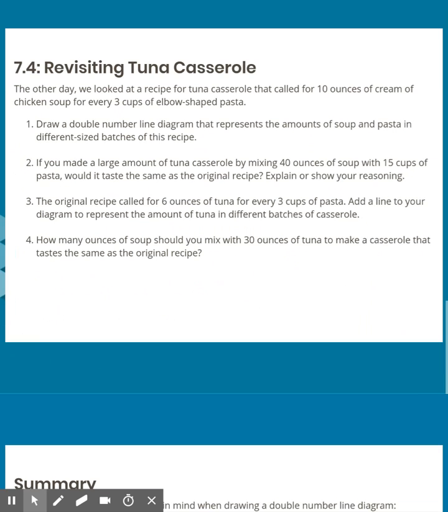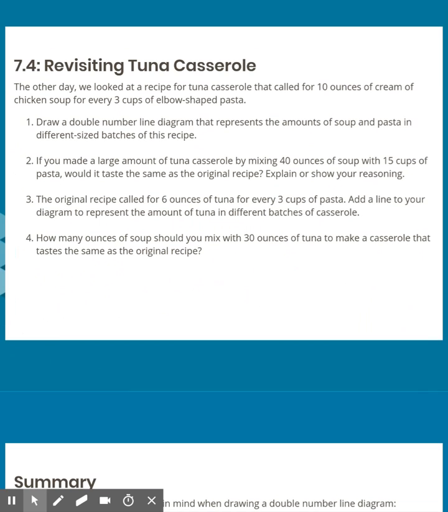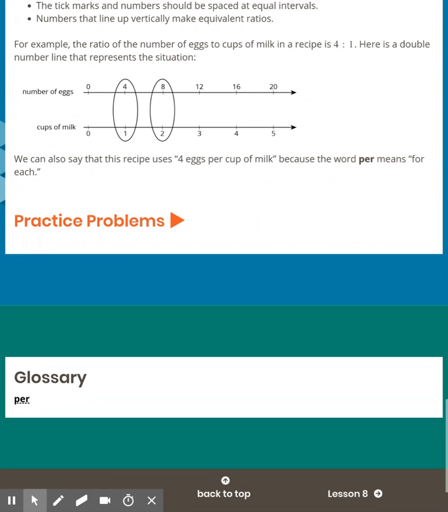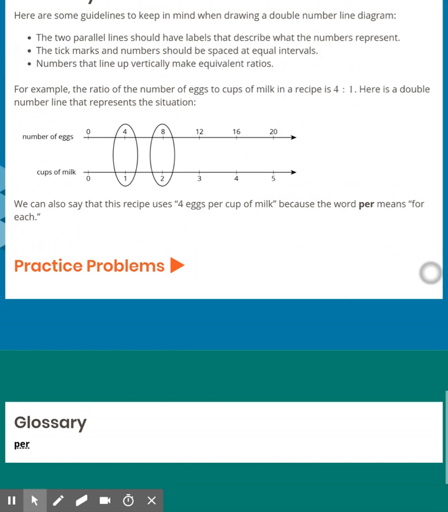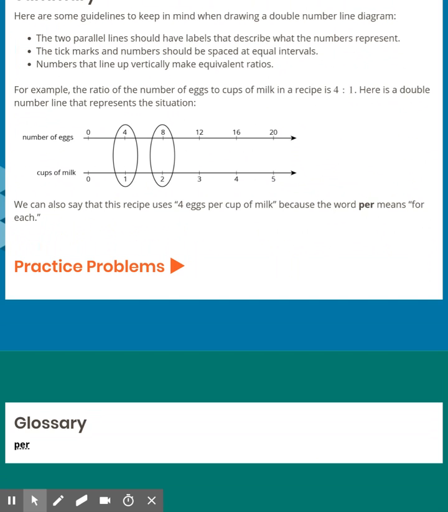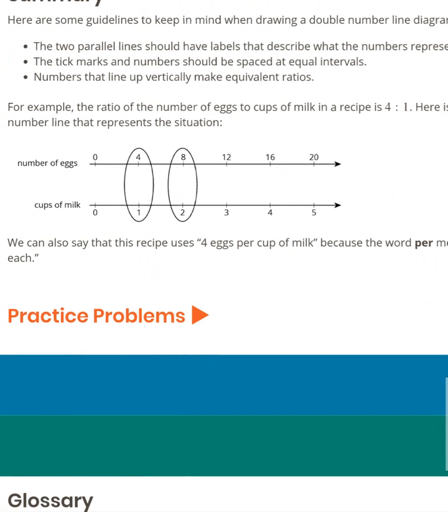Then activity 4 is optional, but it comes back to the tuna casserole. And again, we're just drawing those double number lines and using those again. Also, this one, I think on number 3, has them actually build a third number line. So they would be using a triple number line, which the reasoning works just exactly the same. After the summary, you can see they're using the word per in here. So we're kind of building towards that idea.